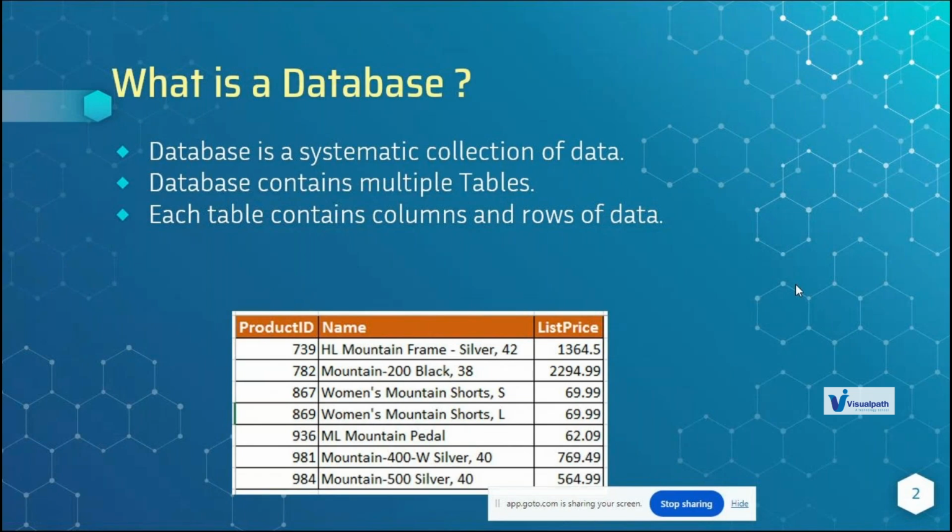Any of you? Seven rows. Each horizontal line is a row. And these three, product ID, name, and price, are the column headings, columns.